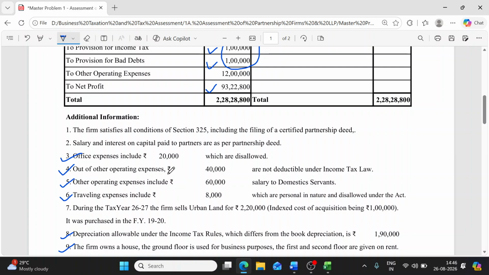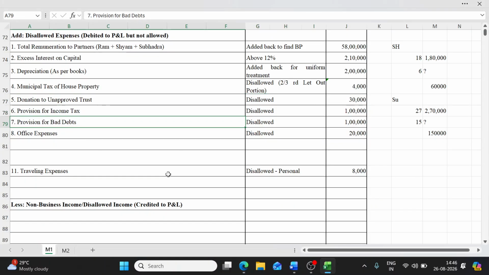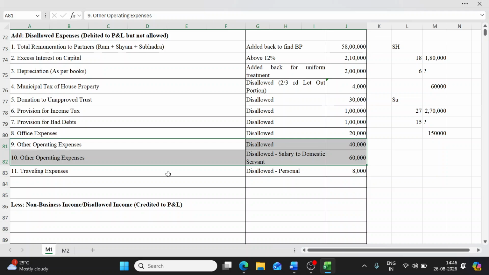Salary paid to a domestic servant is obviously not a business expenditure, so it should be added back. So we will add back 40,000 and 60,000, which are a part of 12 lakh rupees. These two are disallowed and are not business expenditure, so we will add them back again in the net profit to calculate the partnership firm's book profit.